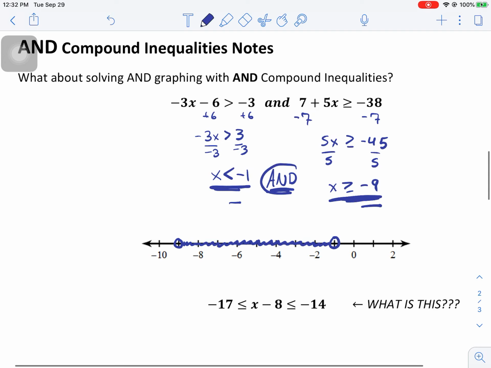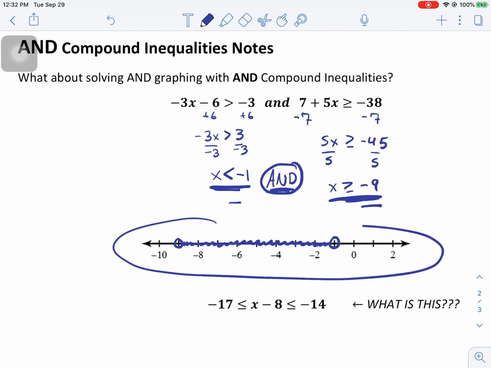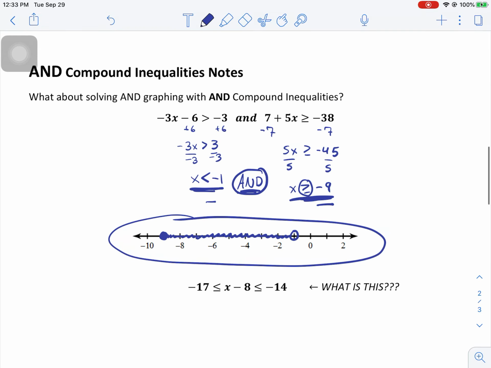And this is going to be true about all "and"s. All "and"s should have some kind of shaded section in the middle. Okay, we're not having arrows go out to the side like "or" statements. Instead, our arrows would be pointing in towards each other and just connecting the two dots. Whoops, because this is an equal to sign, got to close that circle, right? -9 has a closed circle on it.